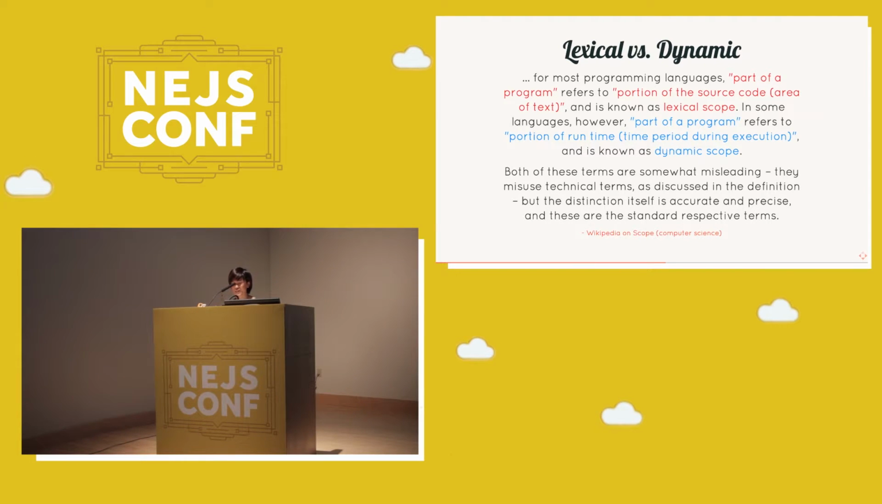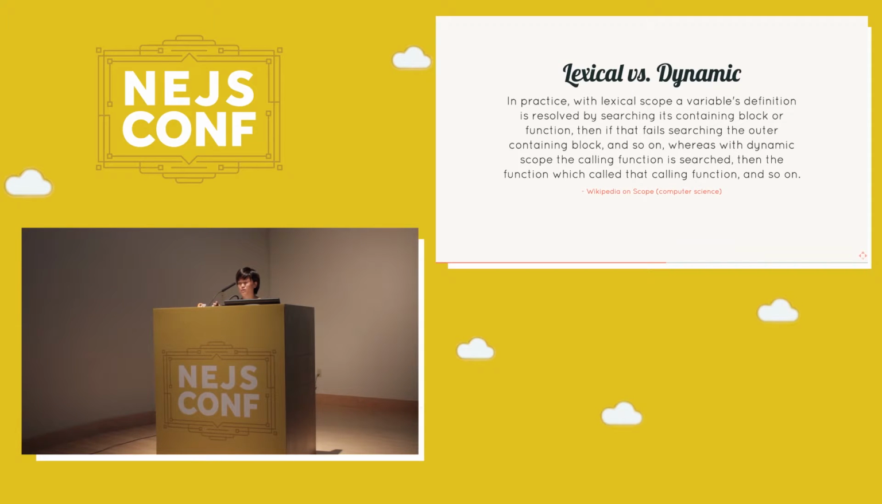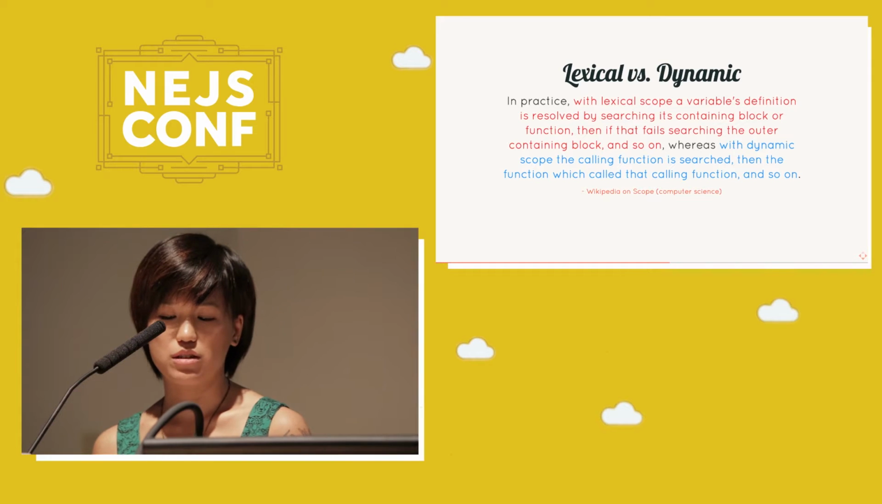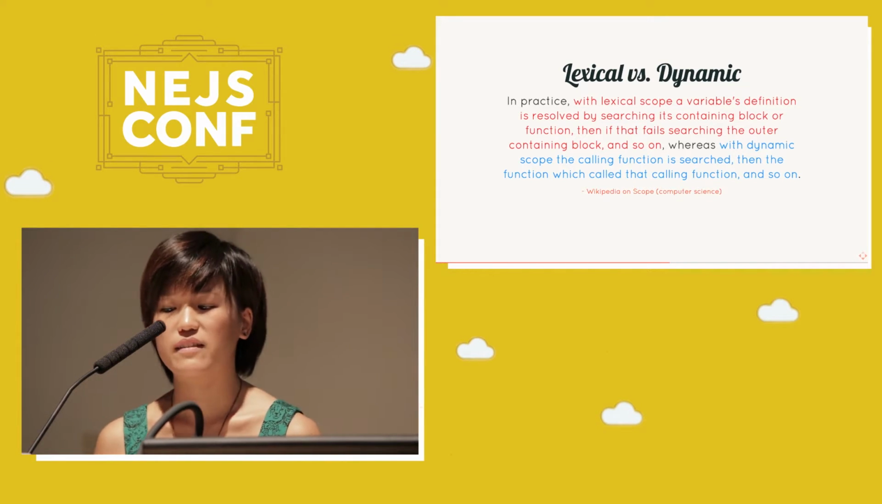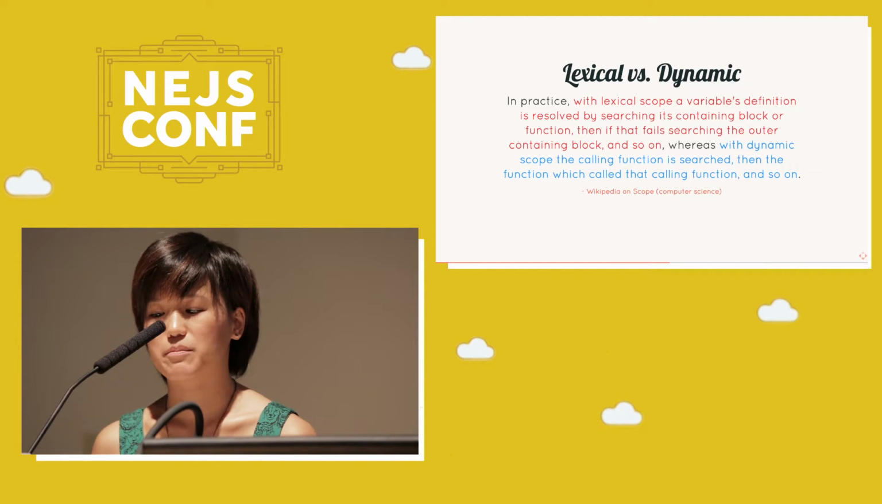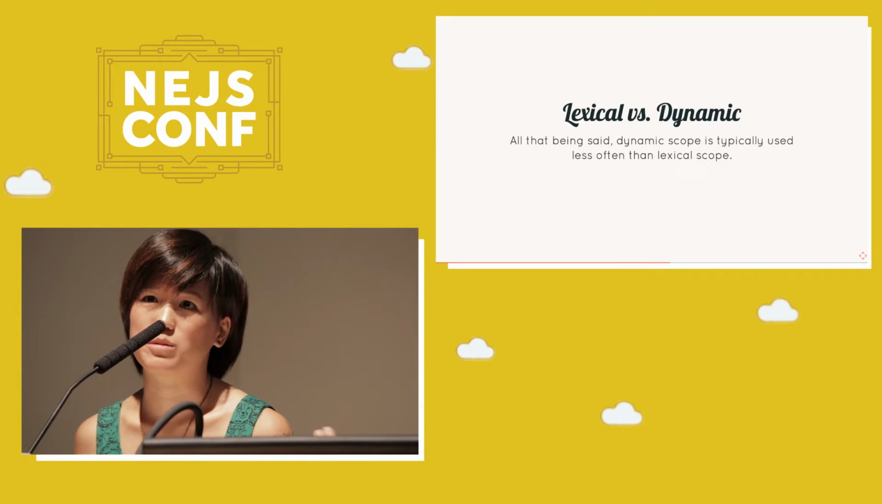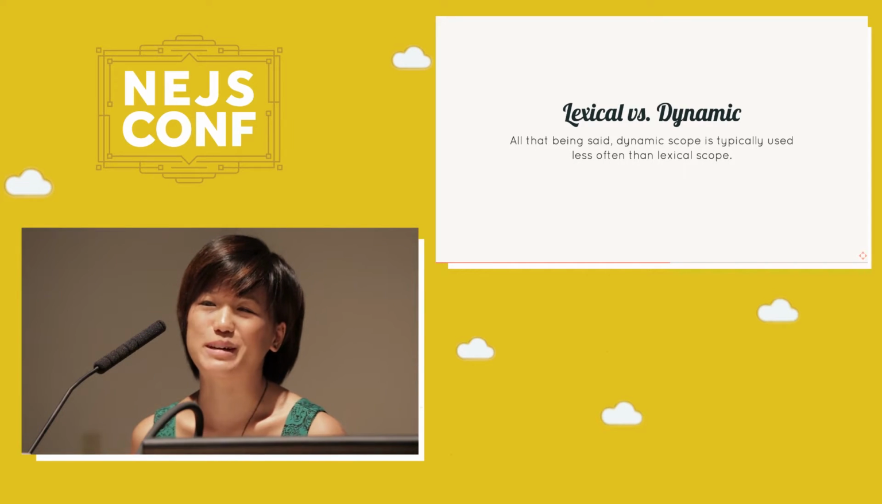Very confused. So I keep reading, and we'll see that lexical versus dynamic, in practice with lexical scope, a variable's definition is resolved by searching its containing block or function. Then if that fails, searching the outer containing block, and so on. Whereas with dynamic scope, the calling function is searched, then the function which called that calling function, and so on. I was like, oh, that makes a lot more sense to me. So all of that being said, this is a JavaScript conference where we use lexical scope, so who really cares about dynamic scope?